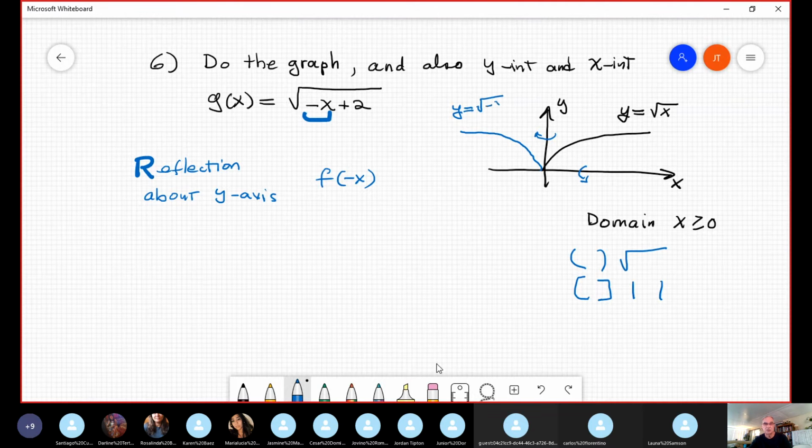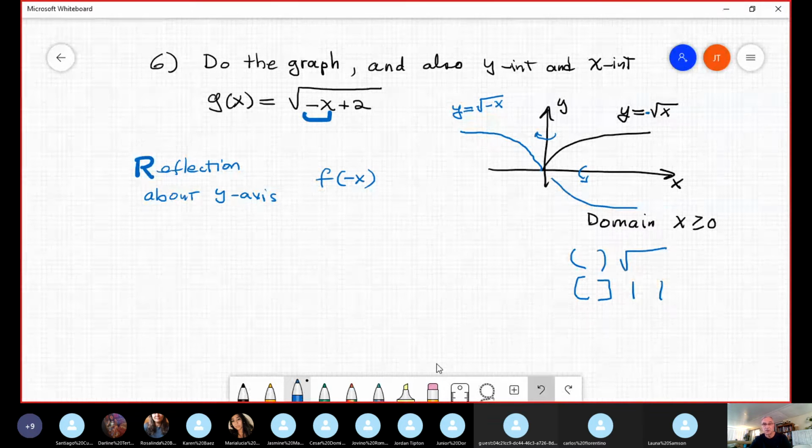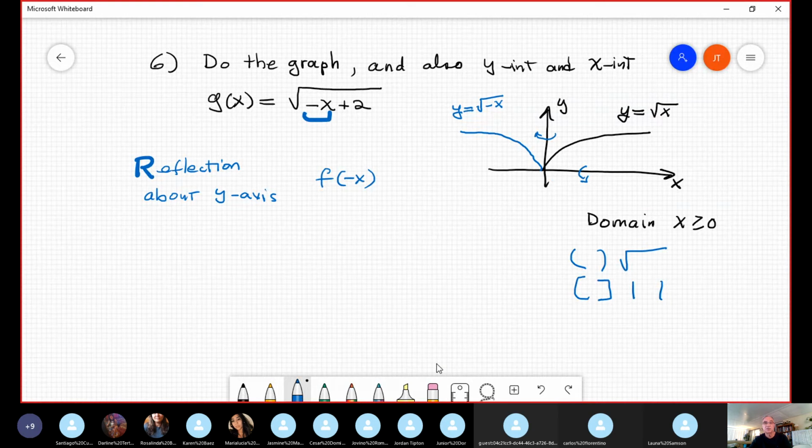Everyone follow me so far? Do you understand the reflection about the y-axis? Que es completely different. If I put a minus here, the reflection is like that. Well, no. It's not the case. The minus is here. It's inside the grouping symbol.